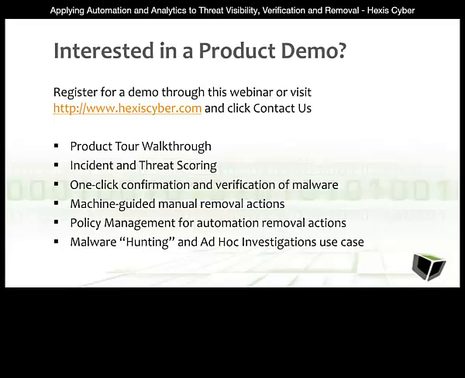Got it. And we have a question about implementing this with other solutions. Someone asked, can they still rely on Symantec for sandboxing technologies?